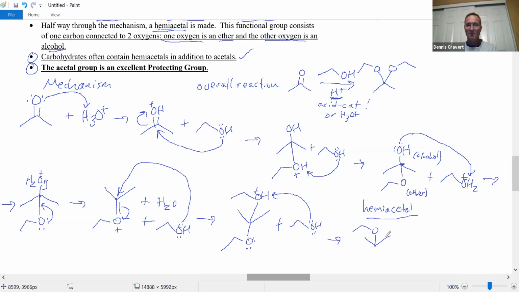And now we have 2 ethers on a common carbon. That's our acetal. Yay, we're done. And then I'm just going to be complete. This, that's a plus sign. This alcohol picked up another hydrogen, so now it's positively charged.